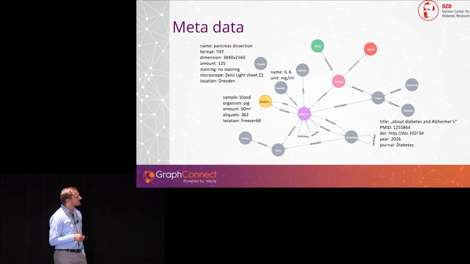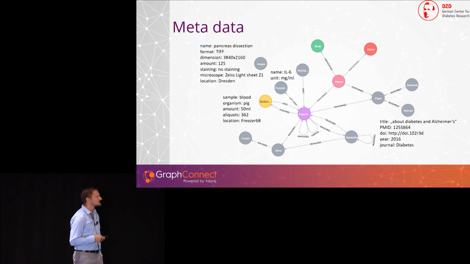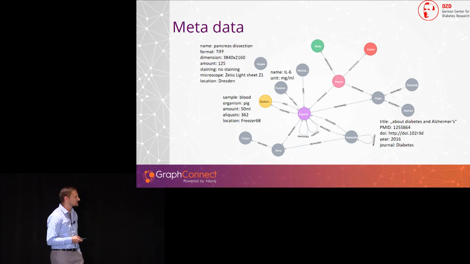So examples for metadata can be, we have microscopic images. You can store the dimensions, what you see on the pictures. For parameters, we store the parameter name, the units, how it's measured. We have a biosample database where we store our biosamples in liquid nitrogen.